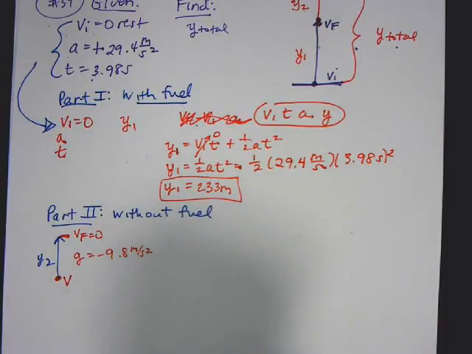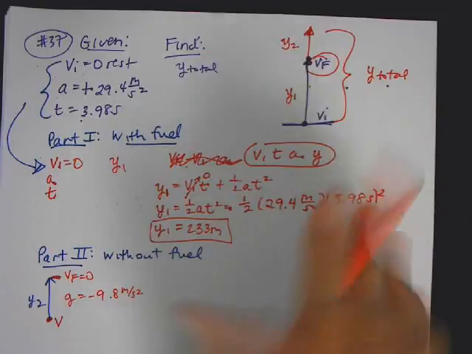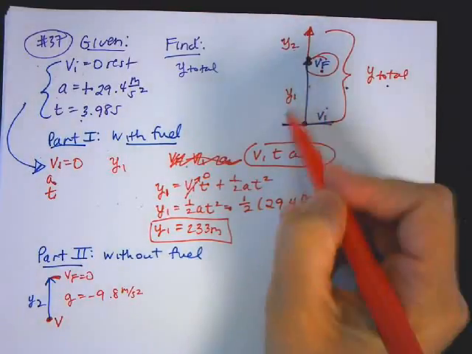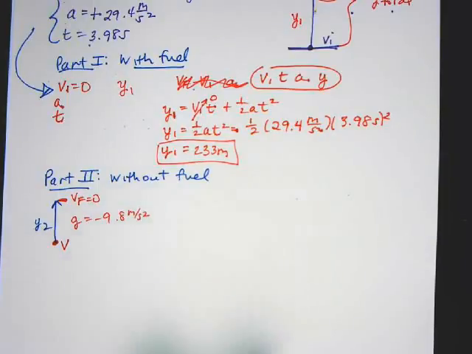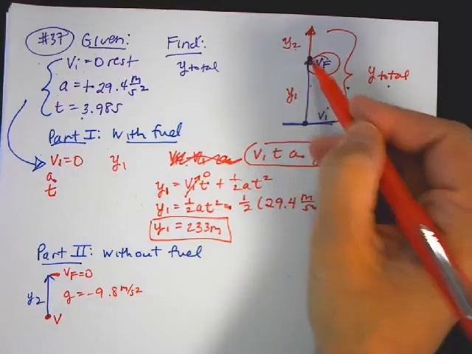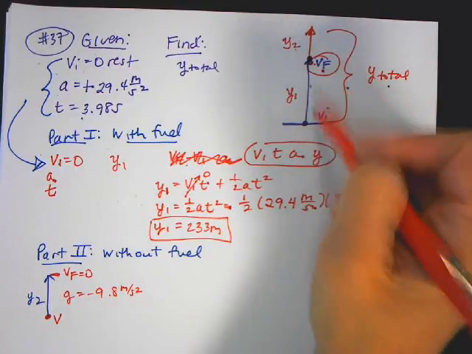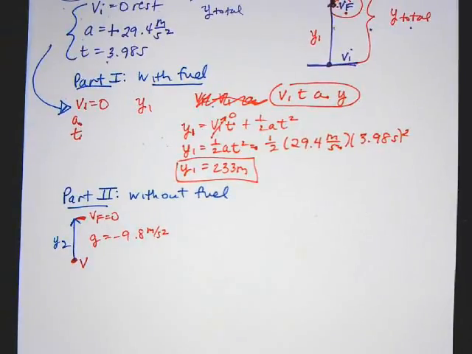Now the key to this problem is whatever the velocity was here, whatever the final velocity was for the first part with fuel, that's going to be the initial velocity for the second part. So that's the key, and that's why you have to look at the picture. But the problem is I don't know what that is. So I have to figure that out.